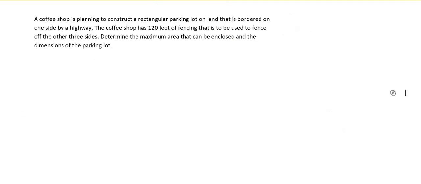A coffee shop is planning to construct a rectangular parking lot on land that is bordered on one side by a highway. The coffee shop has 120 feet of fencing that is to be used to fence off the other 3 sides. Determine the maximum area that can be enclosed and the dimensions of the parking lot. So the first thing I'm going to do is to make a sketch.